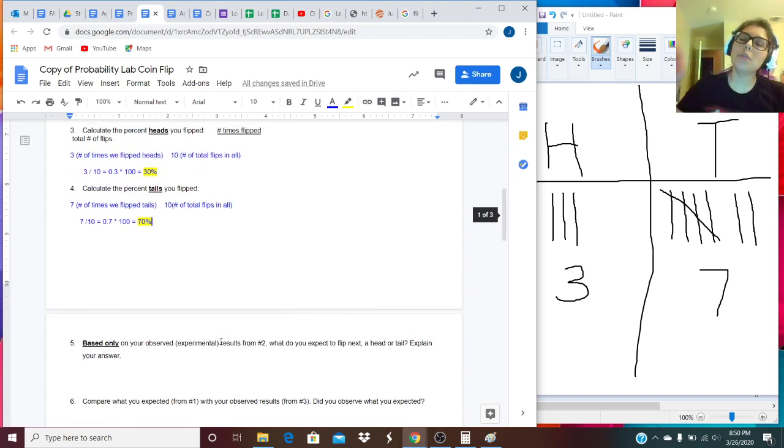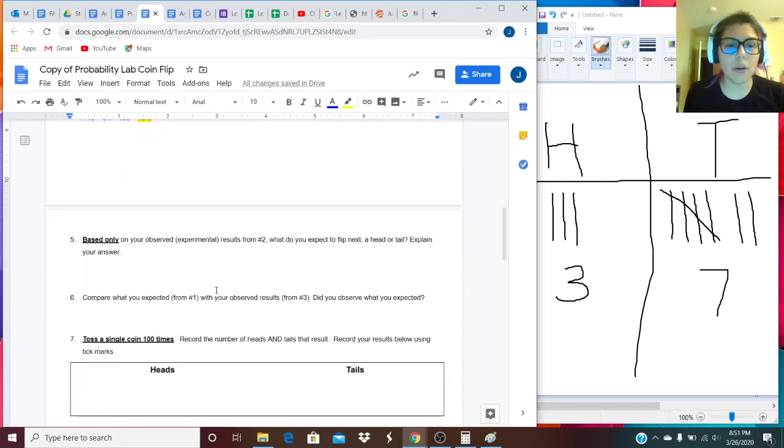Again, if you got something else, let's say when you did it, you flipped more heads, then you would argue that, well, heads had the higher percentage, so it's going to be heads next, okay? Again, it depends on what you get when you flip for your data, okay?